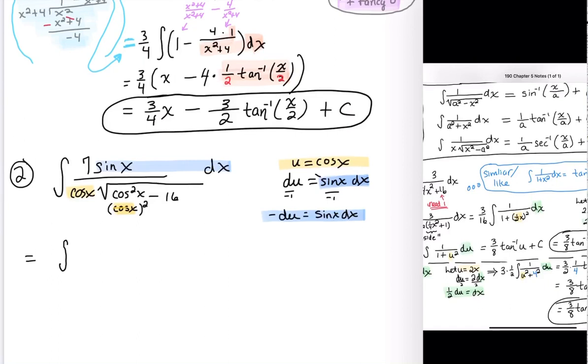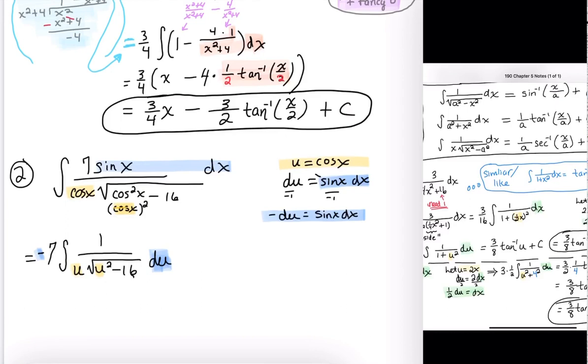All right, so I am going to have my 7 just carried along in front. My sine x dx is being replaced with the negative and the du. And that's going to leave me with just a 1 here in my numerator. And then over, that's going to be my u times the square root of u squared minus 16. Okay, so I replaced the cosine and the extra cosine. Those both got replaced with u's. And then my negative du was the replacement for the sine x dx. So this one is perfect.